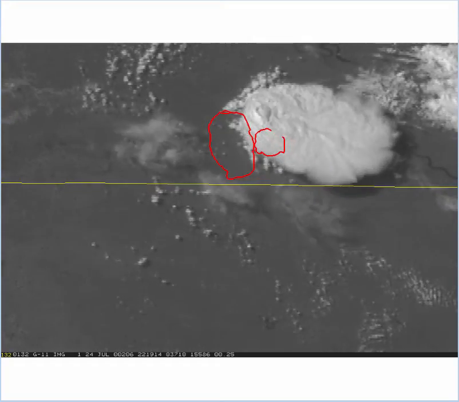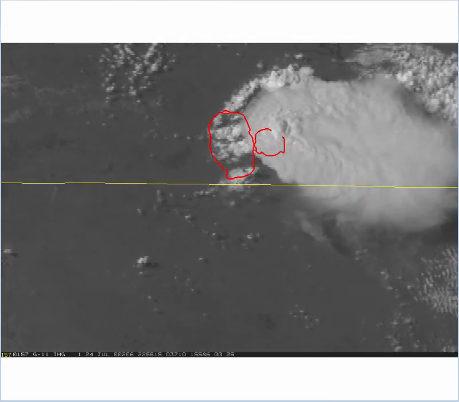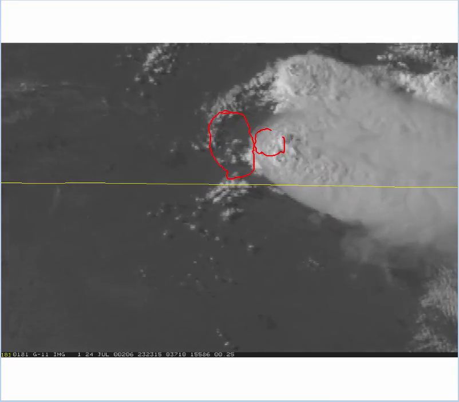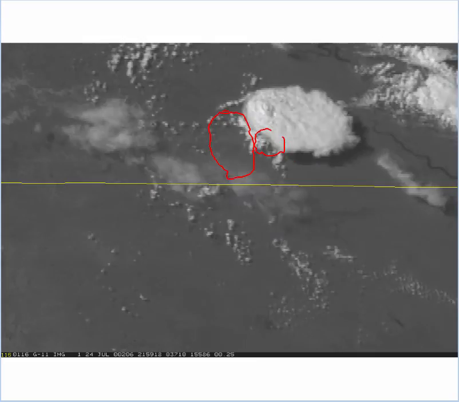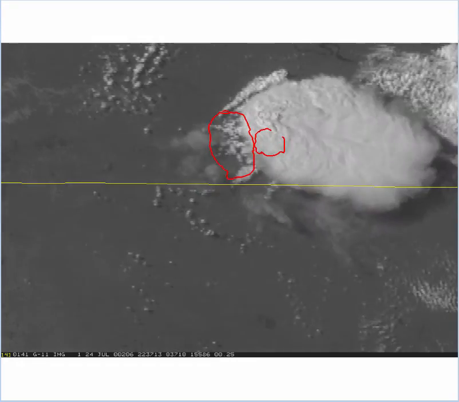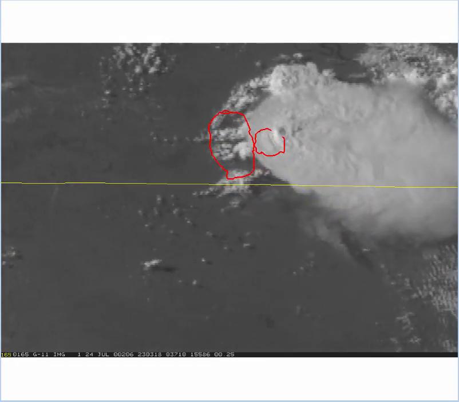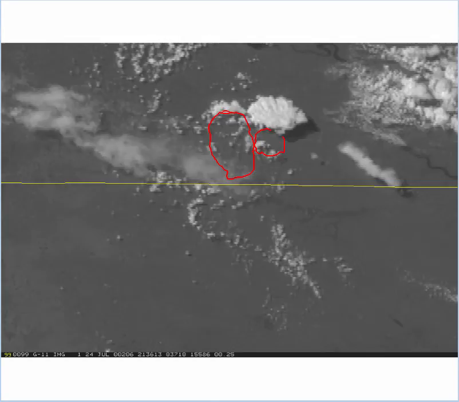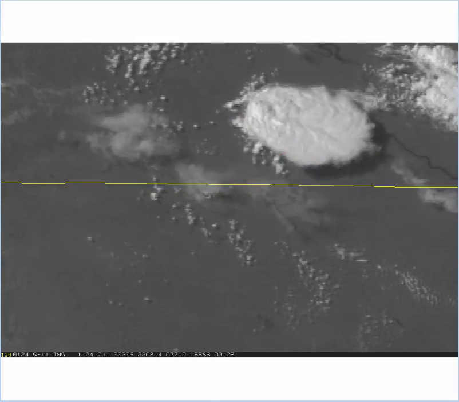So again, it's that much easier to see when you have the continuity with the 1 minute imagery. You can really get a time sense of what's going on, a contextual comprehension of what's going on, increasing your situational awareness.